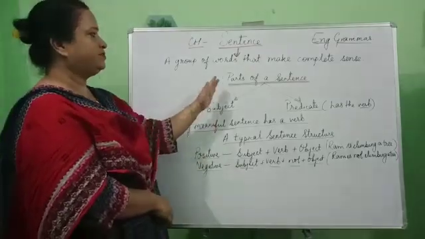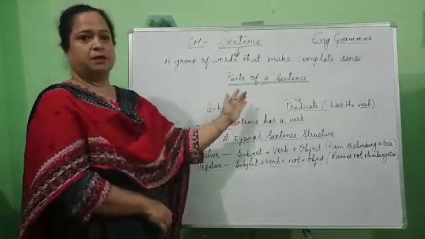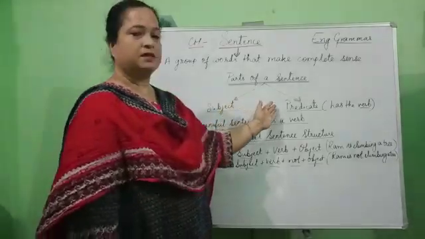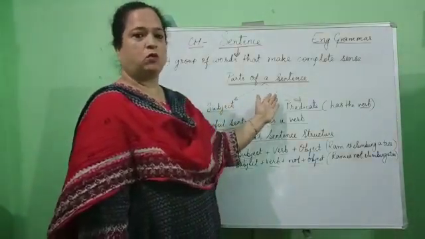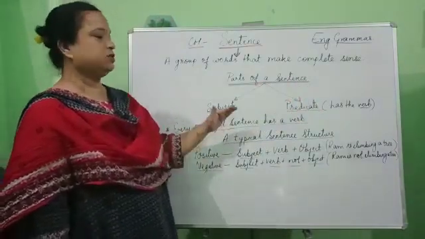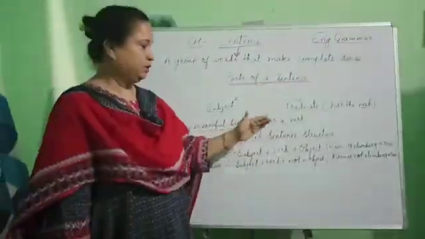A sentence is divided into two parts. What is the first part? The subject. And the second part is the predicate. The predicate always has a verb. That means every meaningful sentence has a verb.